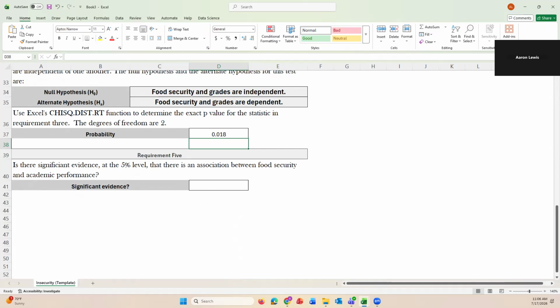In any hypothesis test, doesn't matter if you're using X, T, Z, any different kind that you could have, whenever your P, your probability, is less than your alpha, your significance level, you reject the null hypothesis in favor of the alternate hypothesis because you have significant evidence that the alternate hypothesis is true, in this case, that food security and grades are dependent upon one another.